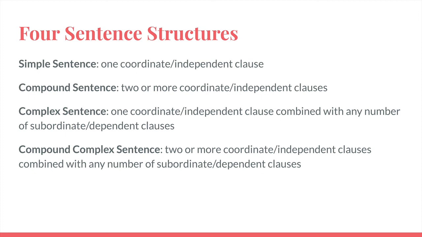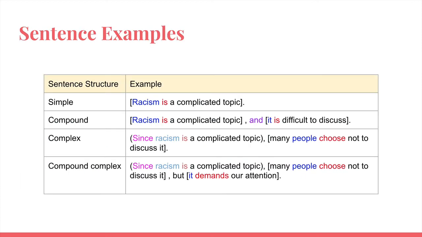And finally, there is a compound complex sentence, which is two or more coordinate or independent clauses combined with any number of subordinate or dependent clauses. It's going to be really important, critically important, in fact, for you guys to go home and memorize these 4 sentence structures and how to create them. All right, let's look at some examples of each.